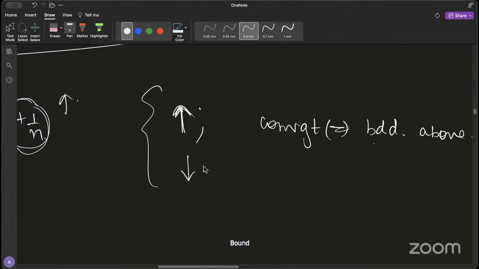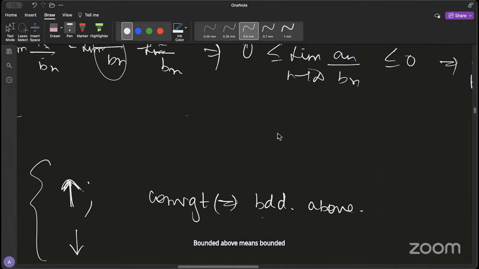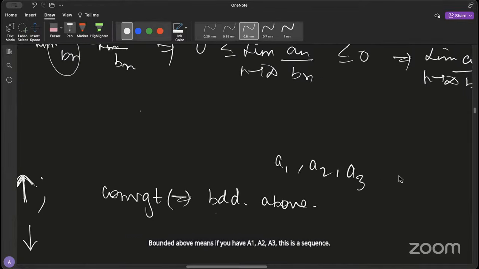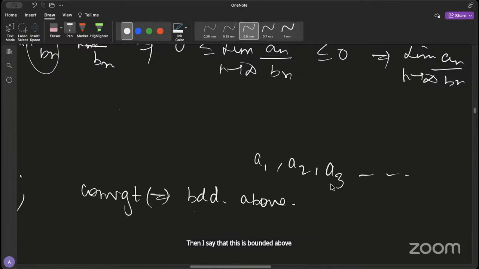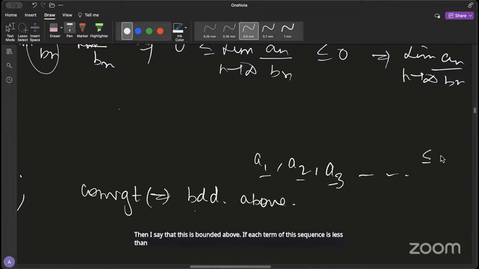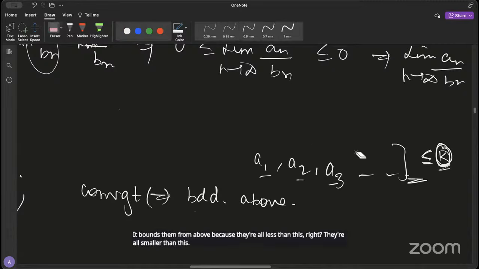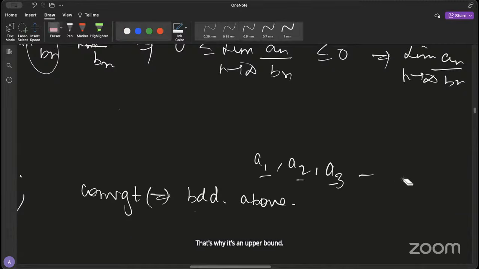Bounded above means, if you have a1, a2, a3, if this is a sequence, then I say that this is bounded above if each term of this sequence is less than or equal to some constant. Then I say it's bounded above. We have an upper bound, right? There's a number that bounds them from above. It bounds them from above because they're all less than this, right? They're all smaller than this. That's why it's an upper bound.